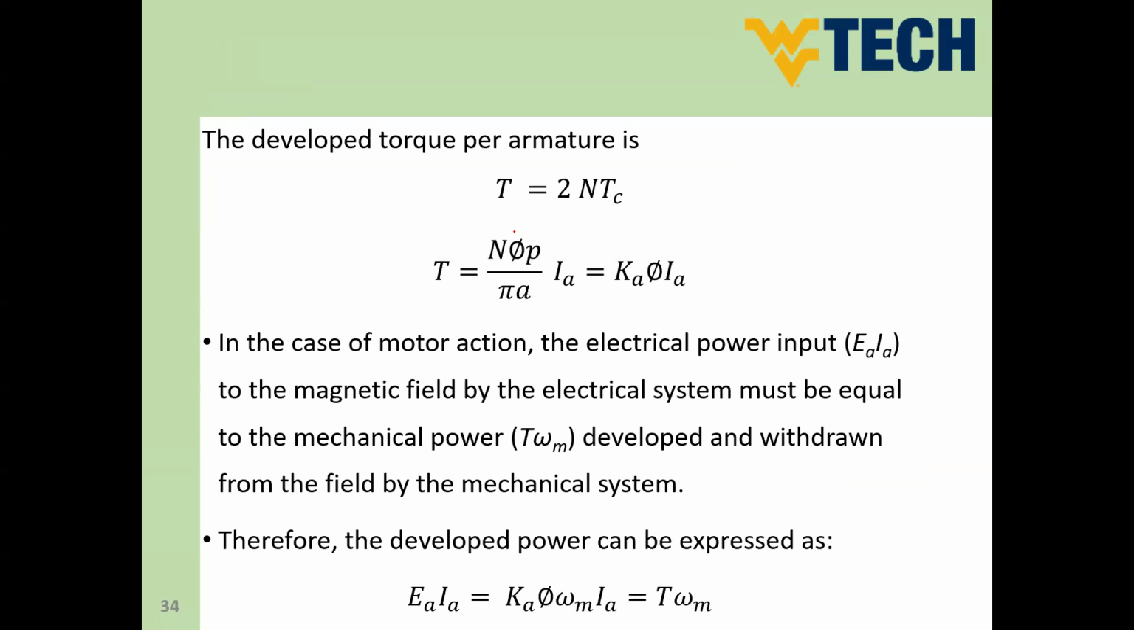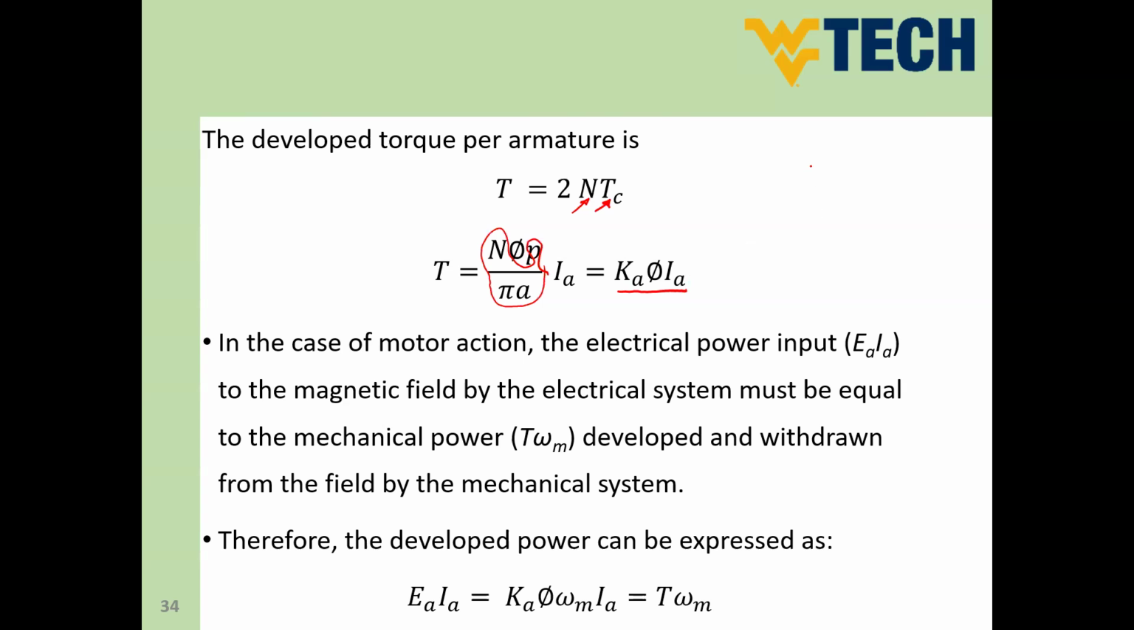So the total torque is going to be now twice of the conductor torque. We can say that the torque of one turn equals 2 times the torque of the conductor. And if we have a coil of N turns, the total amount of torque is going to be 2 times the torque per conductor times the number of turns. So we can end up with torque equals N phi P divided by pi A times Ia. And this relation is defined before as the machine constant or armature constant. So we can say that torque equals Ka times phi times Ia.